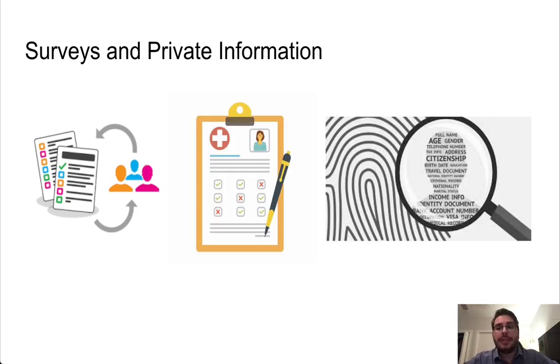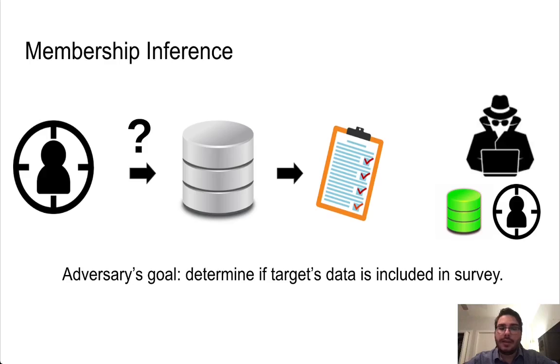The information is usually considered secure, though, because it has been mixed in with many other people's information, so that no one can actually tell who was who, theoretically. This is where membership inference comes in. Membership inference is when an adversary wants to determine if a specific target was part of the dataset that was used to create a survey.